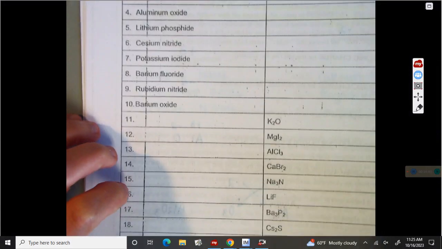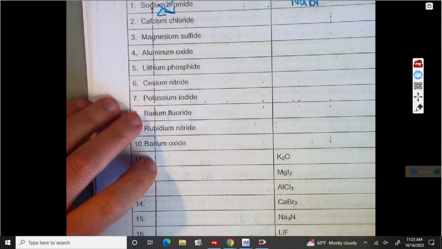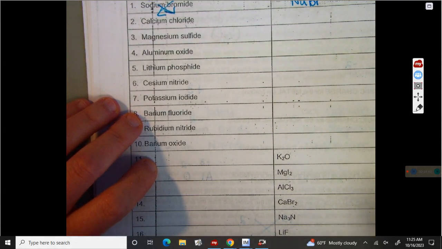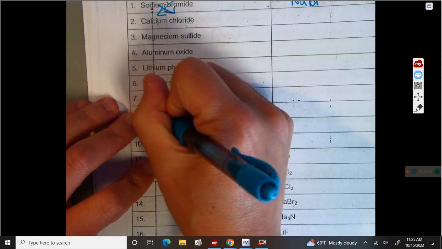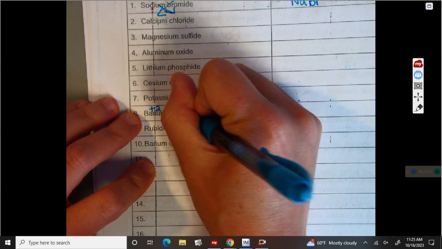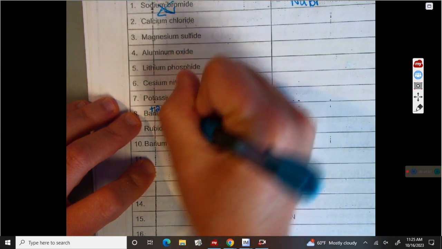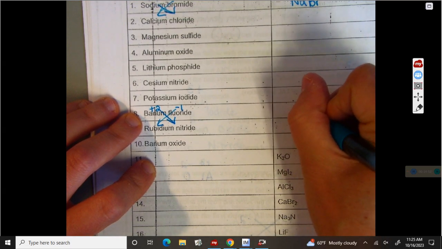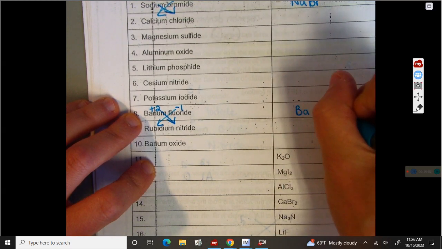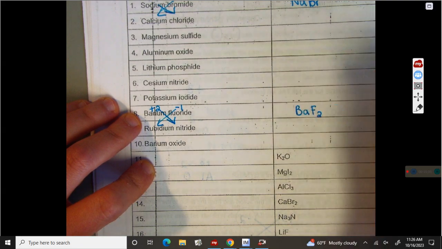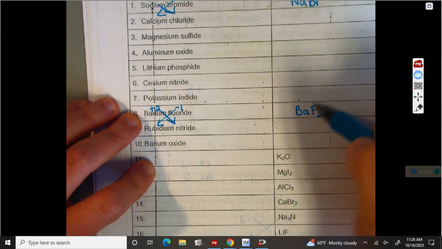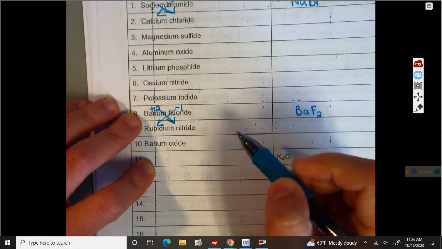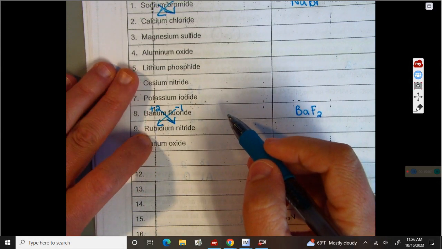But let's say I'm doing something a little different. Let's say I'm doing one like barium fluoride. Barium has a +2 charge. Fluorine has a -1 charge. When we cross them, what we'll get is barium will get the 1, so I'm not going to write it, and fluorine will get the 2. So we are writing the formula. They give us the name. We don't need the name. We're writing the formula.